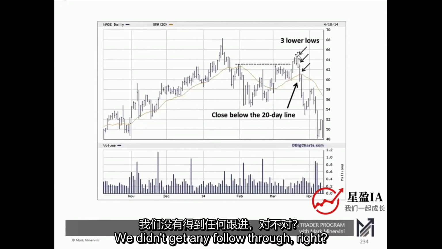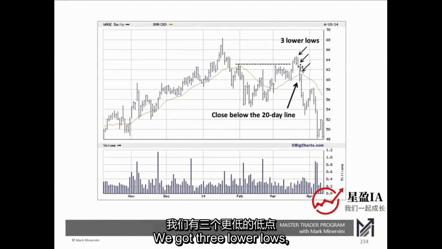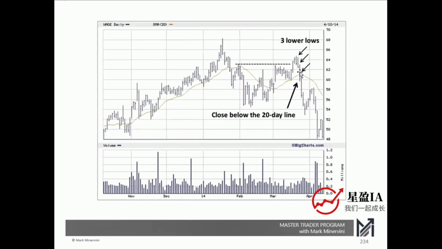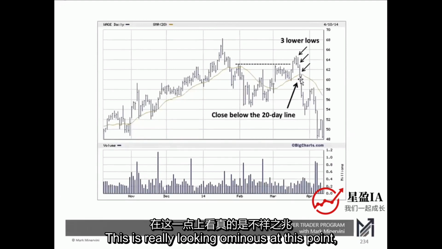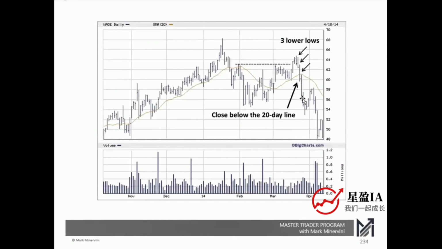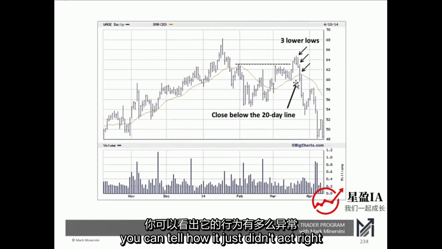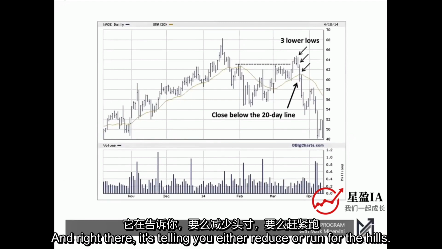We didn't get any follow through, right? We didn't get follow through buying. We've got 3 lower lows. We got bad closes. Every close is bad. It's below the 20-day line. This is really looking ominous at this point. And then look at the next day, wham, right? Now it just comes in, it's right off. You can tell it just didn't act right. And right there, it's telling you either reduce or run for the hills.